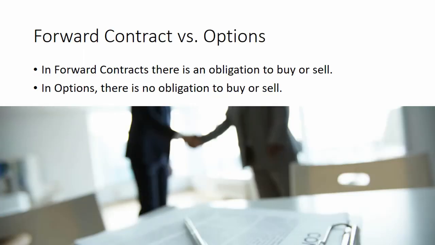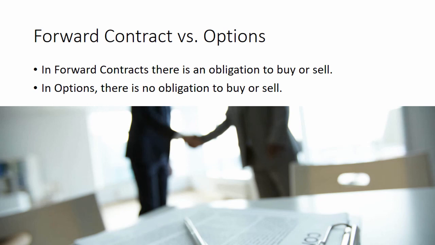Now you might be thinking, options seem to be similar to forward contracts. What could be the difference between the two? In forward contracts, there is an obligation to buy or an obligation to sell. So in other words, if you are the firm, you have to buy or you have to sell the currency. Okay? No ifs, no buts.